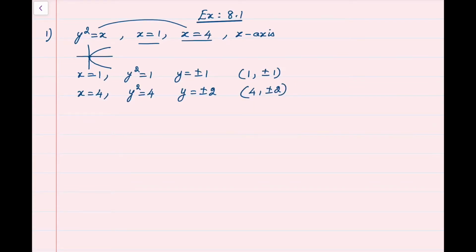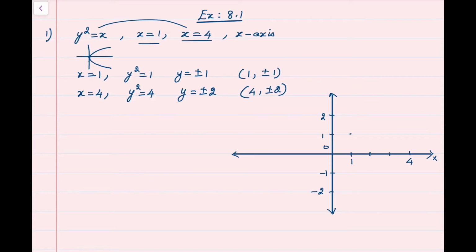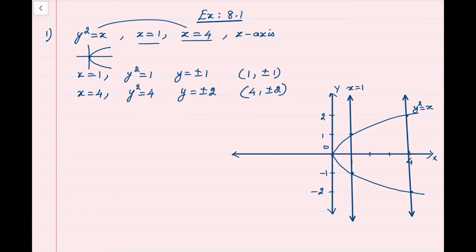Let us sketch the graph. Just roughly we will plot these points. And we know that it is a right side parabola and the vertex is at the origin. Let us join these points to get a parabola. You need not use a graph sheet to draw this. This is y square is equal to x parabola. Write the equation. This is x is equal to 1 line and this is x is equal to 4 line.